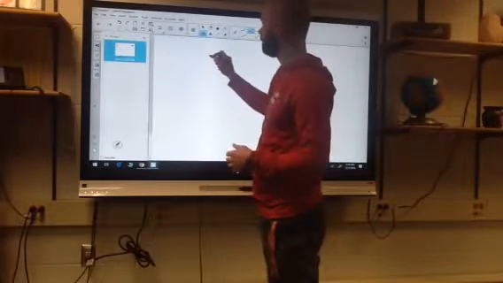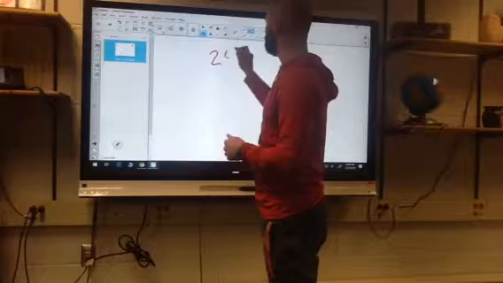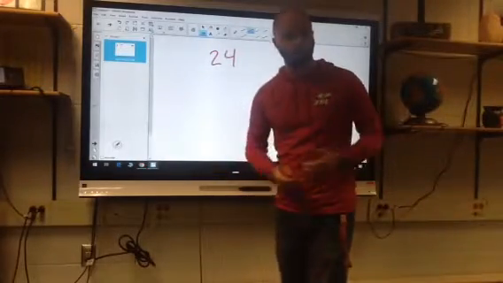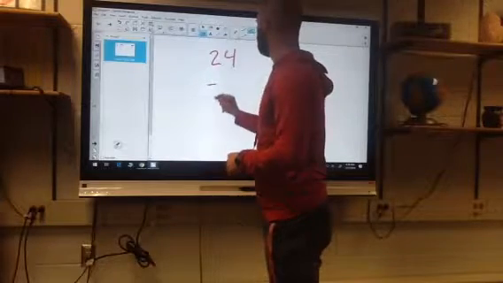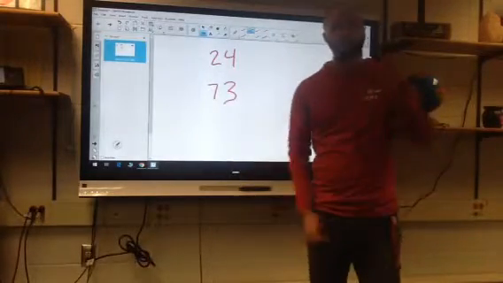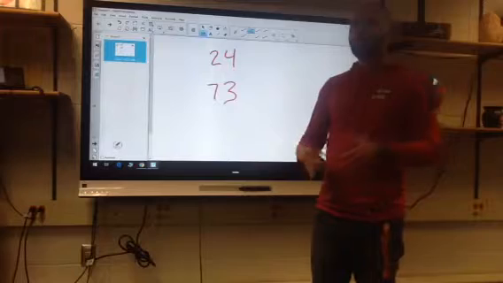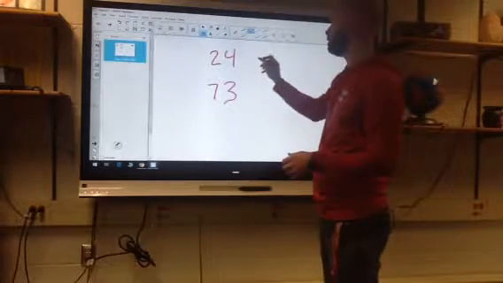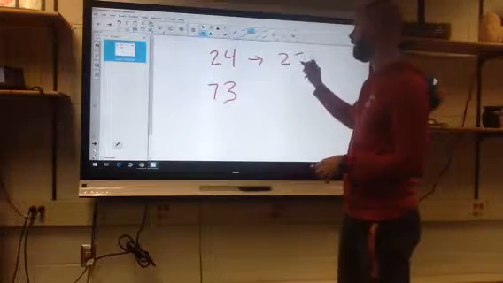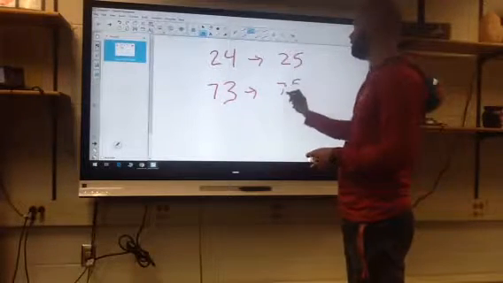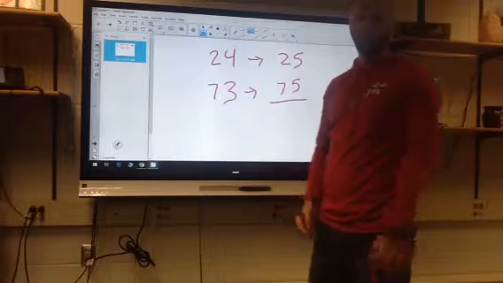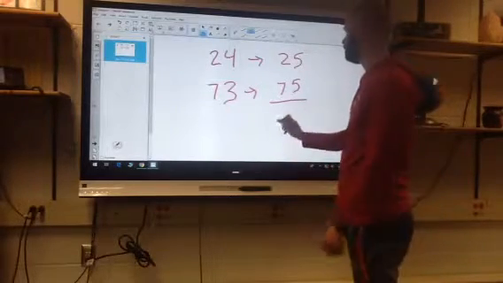So if I have 24 pages that I read in a book, and someone else had 73 pages that they read in a book, how many pages did we read altogether? Estimating allows us to say, well, 24 is pretty close to 25, and I know that 73 is pretty close to 75, so when I say how many pages did we read, it's about 100 pages.